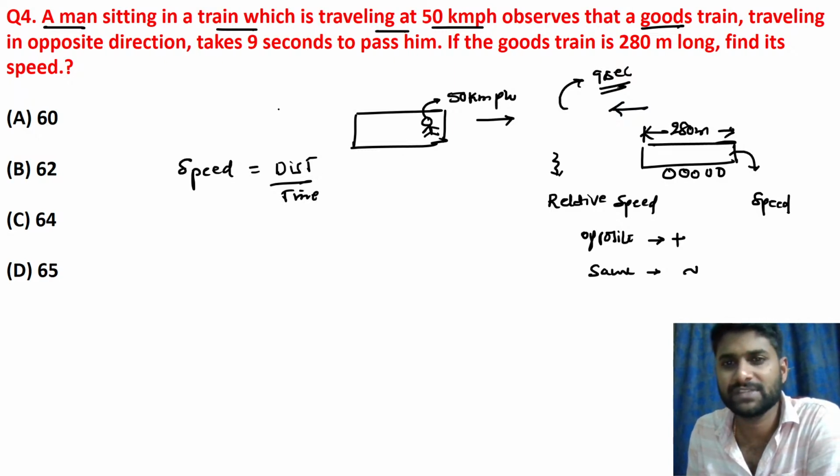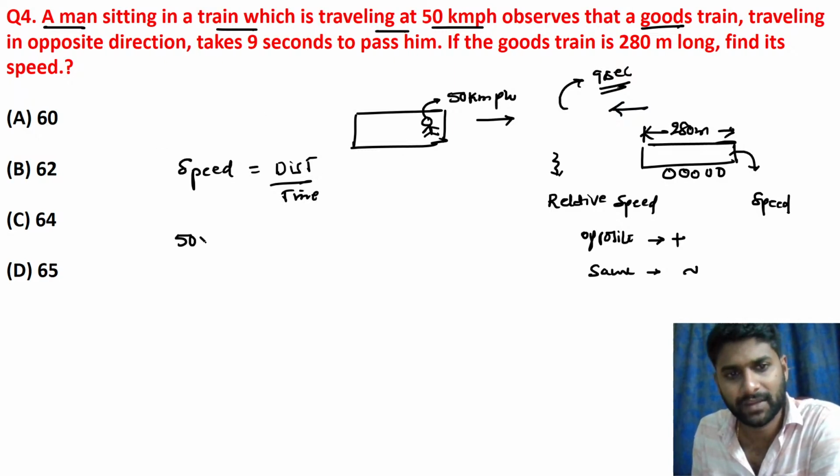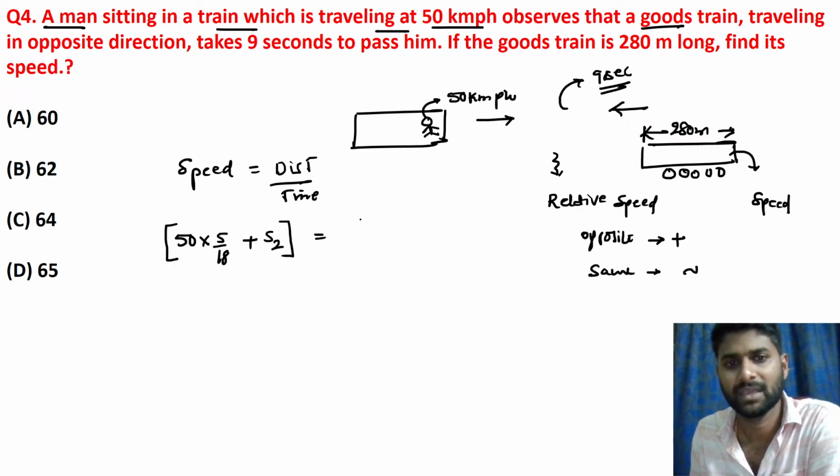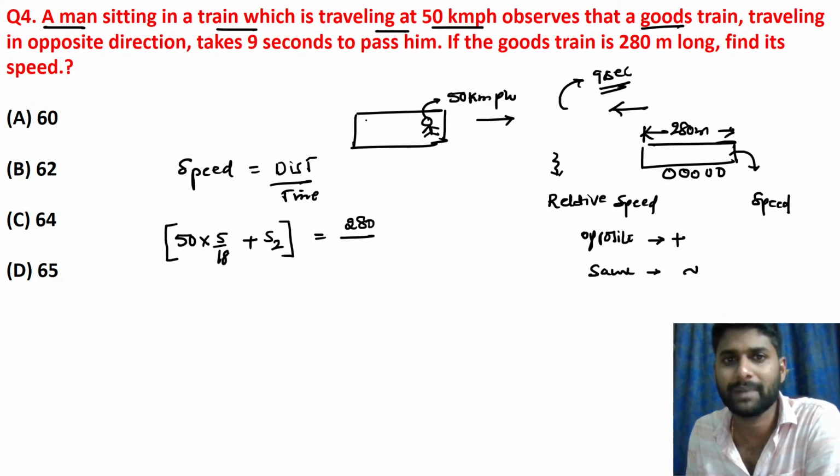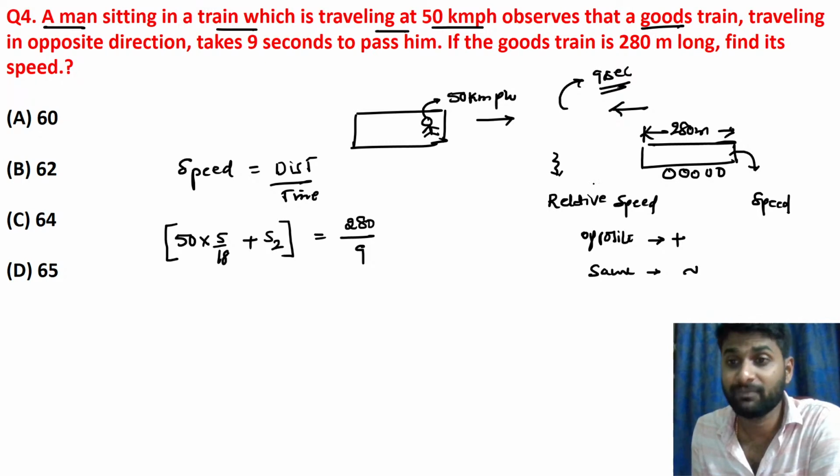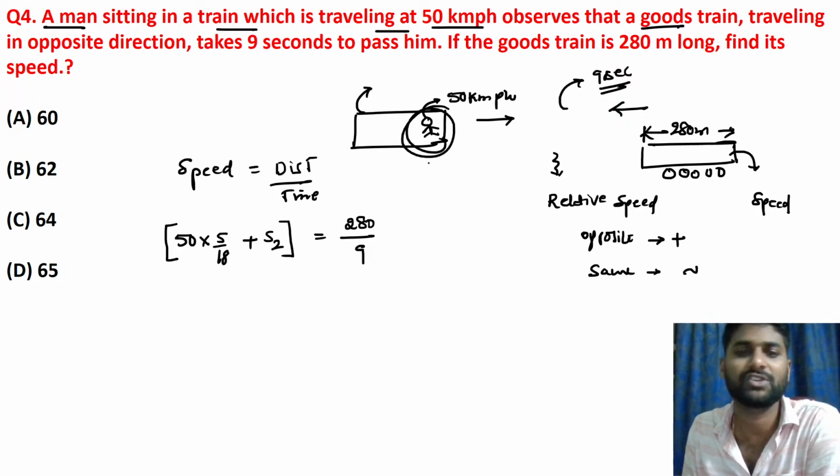Here the speed is 50 kilometer per hour, means 50 into 5 by 18. And another speed I just consider as S2 meter per second. We are converting everything into meter per second. And here there is 280 meters of length of the train. It passes him, it takes only 9 seconds. Remember, if it passes a train, you have to add the train length. But passing a person means you need not add the length of the train. Remember, there are two important concepts there.